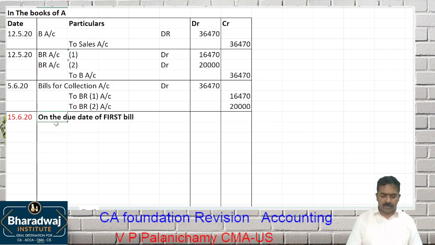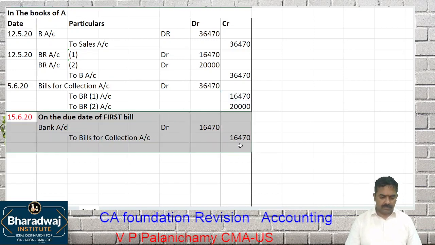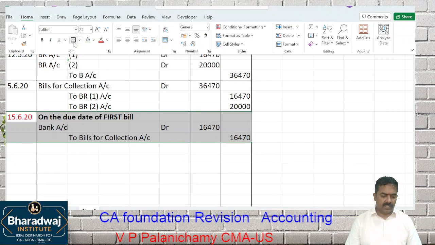On the due date of the first bill, the bill is honored. What is the entry we will pass? It's not discounted, it is sent for collection. Bank account debit to bills for collection account. The first bill is collected.